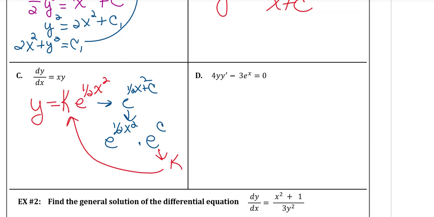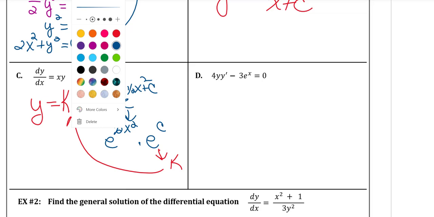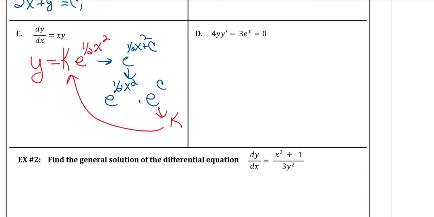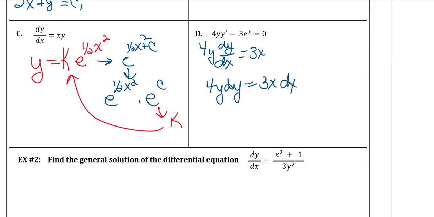Okay, so then for letter D, this one is a little different because we have some different types of functions going on here. So let's go through that one. So we have 4y prime minus 3x squared equals 0. So the first thing we'll do is write it as 4y dy/dx, which is y prime, equals 3x. So now we can write this as 4y dy equals 3x dx. And we're going to integrate on both sides, on the left with respect to y and on the right with respect to x. And now it becomes more like the one we did in letter A.